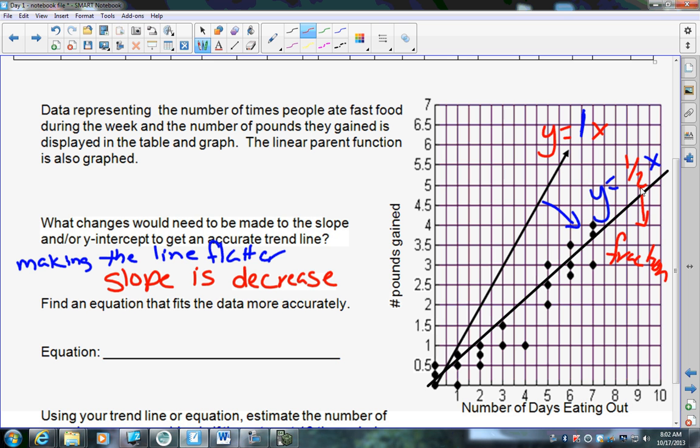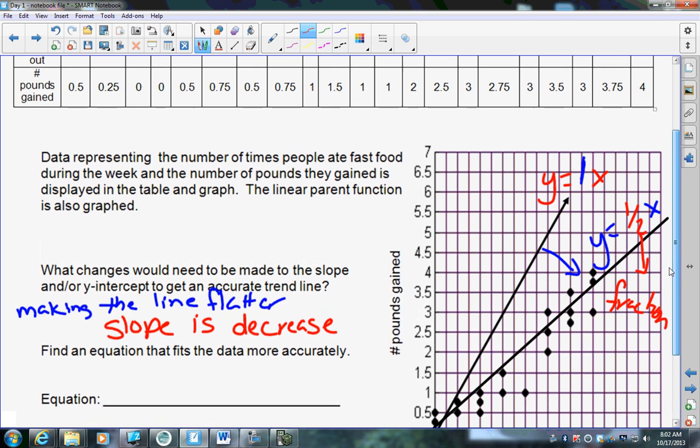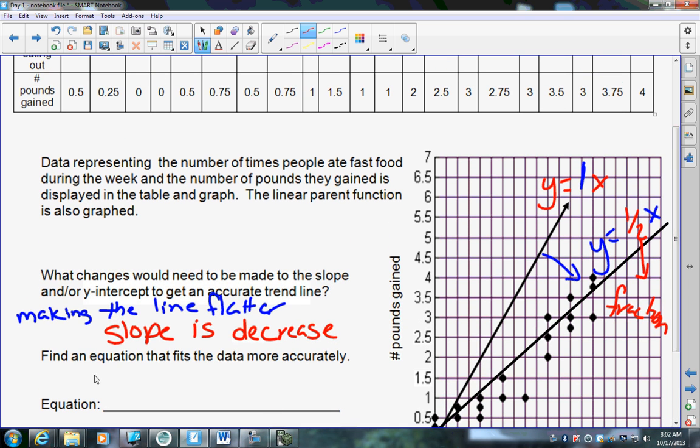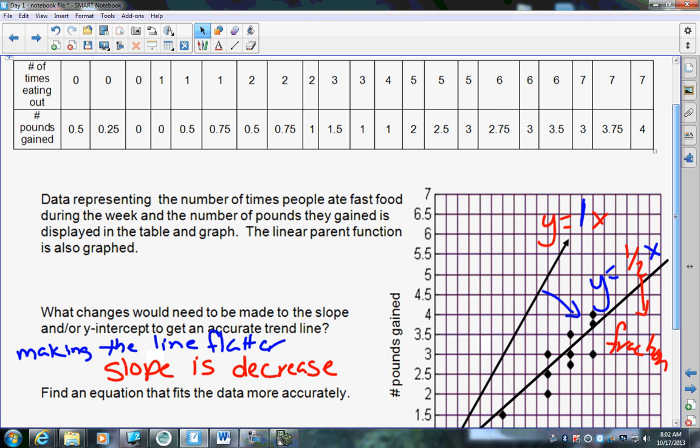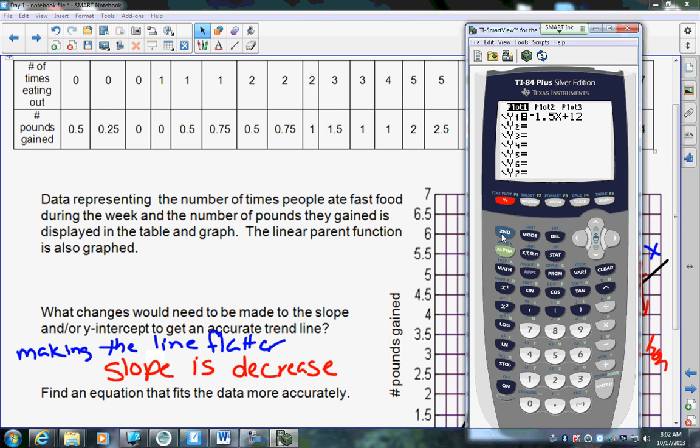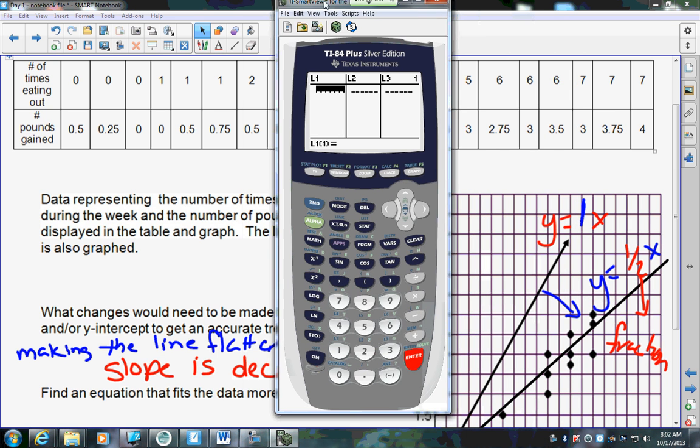Okay, so now let's go back with our data, and it wants us to find an equation that fits it more accurately. So now let's go to the calculator, the handy dandy calculator. Let's do this again. Clear your memory. Second, plus sign, 712. Put your points into L1 and L2, sorry. Stat, enter. So let's see here. Let's go through and do this.